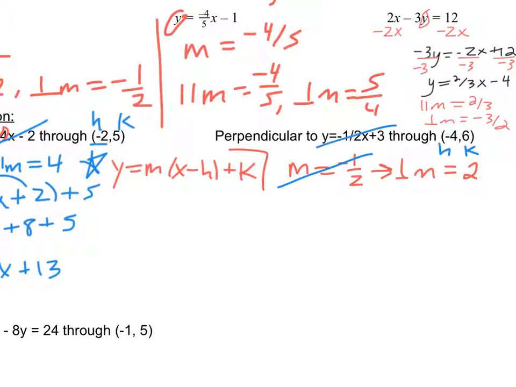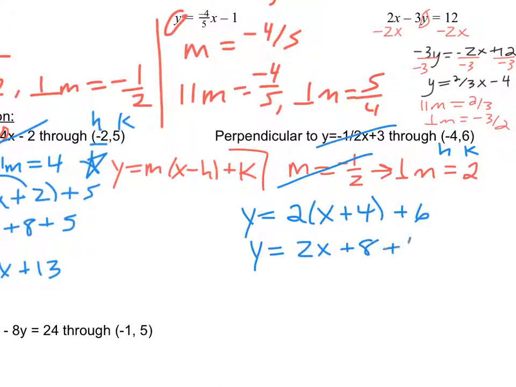I'm going to plug in my new slope and my new point into our y equals m times x minus h plus k. So y equals 2 times x minus, which means opposite, so positive 4, plus 6, keep k. Distribute and combine like terms. y equals 2x plus 8 plus 6, so y equals 2x plus 14.